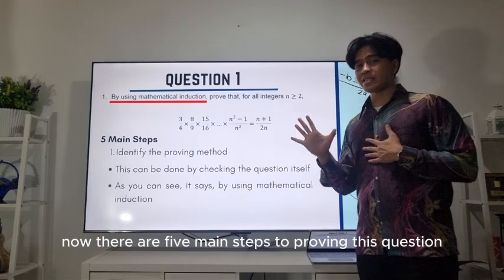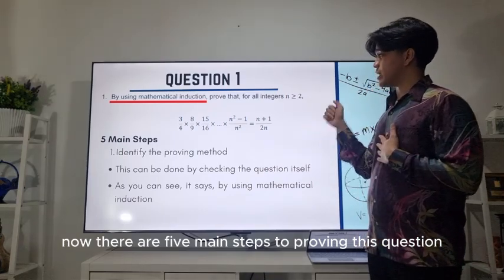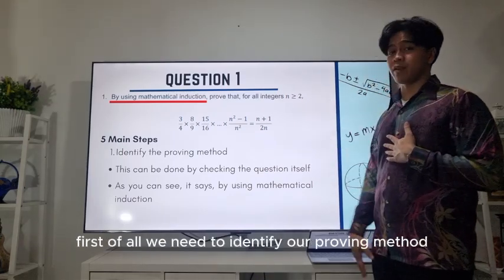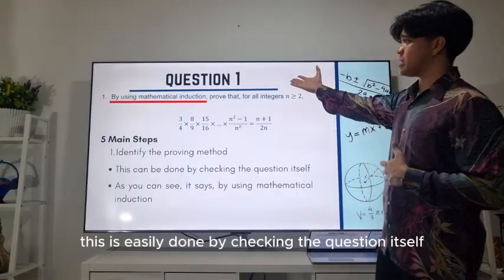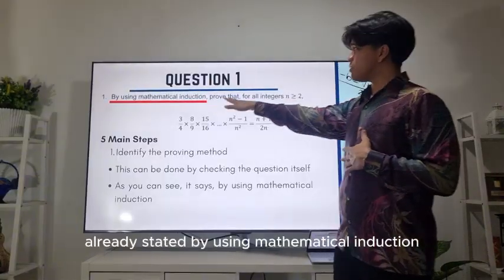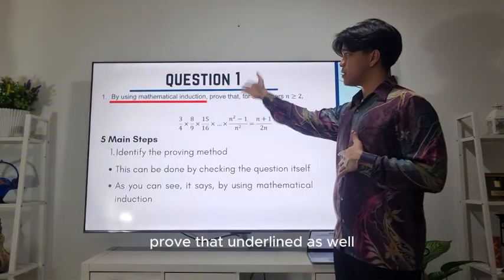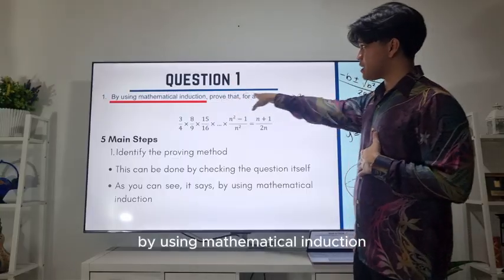Now there are 5 main steps to proving this question. First of all, we need to identify our proving method and use that proving method. This is easily done by checking the question itself. Already stated, by using mathematical induction, prove that. Underlined as well, by using mathematical induction.